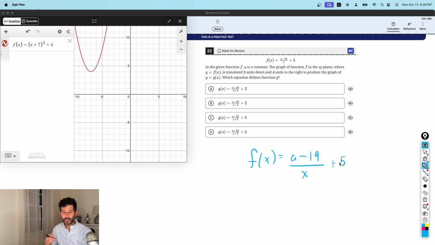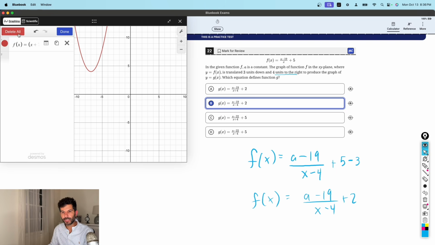Okay? Again, the vertical transformation is kind of like what you would expect. So if you're going up, you're adding. If you're going down, you're minusing. So here, if I'm going 4 units to the right, then this guy down here has to be x minus 4. That's going to represent, again, my horizontal transformation. Now, if I'm going down 3, then I just want to apply this minus 3 here to the end. So if I clean this up, I get f of x is equal to a minus 19 over x minus 4 plus 2. Do I see that for an answer? I do. It's B. So I'm probably at this point pretty happy that I think I have the right answer.